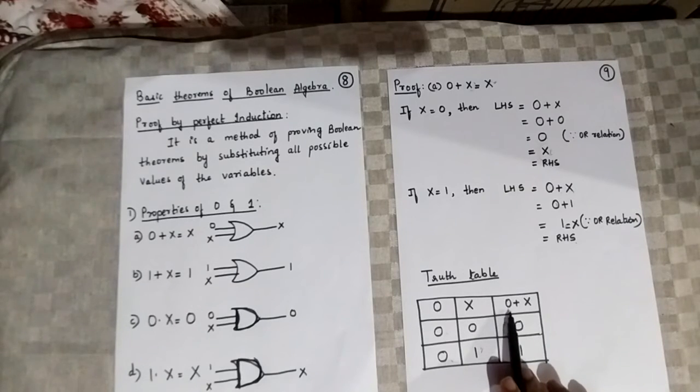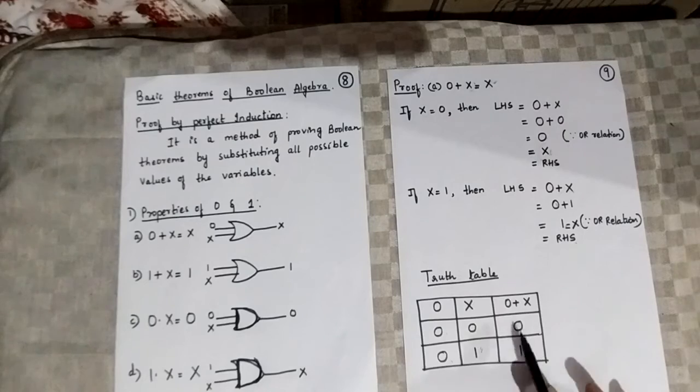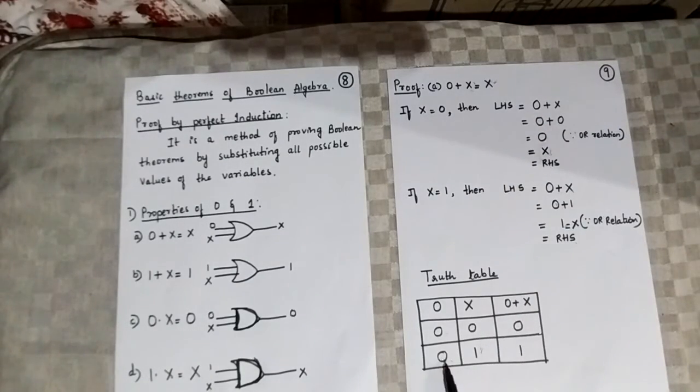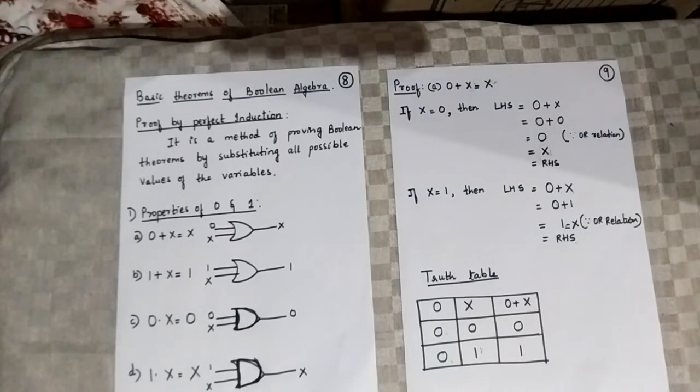Then I am taking that particular truth function, that is 0 plus x. So here according to this, 0 plus 0 results in 0, which in turn is x equals right hand side. Next, 0 plus 1 results in 1. So this 1 in turn equals x, which equals right hand side. So this is how we prove with the help of proof by perfect induction and with the help of truth table. Okay.